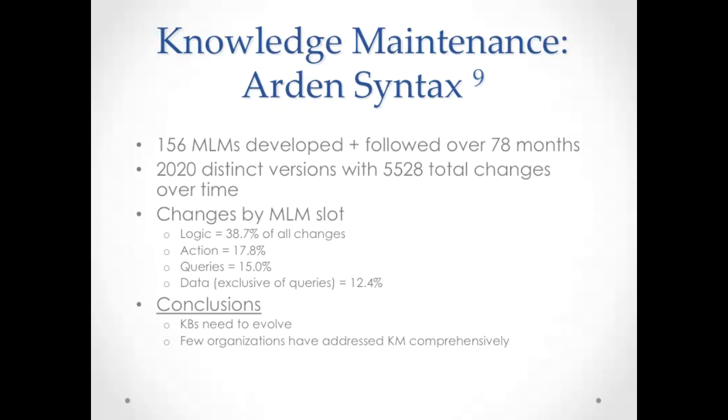So this is just some example there. It was one of the papers, I forget which one it was, and I can't believe I didn't put the reference, but I didn't. So this was an organization. It's at the end of the presentation, okay. So they put into place 156 medical logic modules and they followed them for 78 months. There were 2,020 distinct versions with 5,528 total changes over time over that 78 months for those initial 156 little rules. And then they looked at where in the MLM the changes occurred.